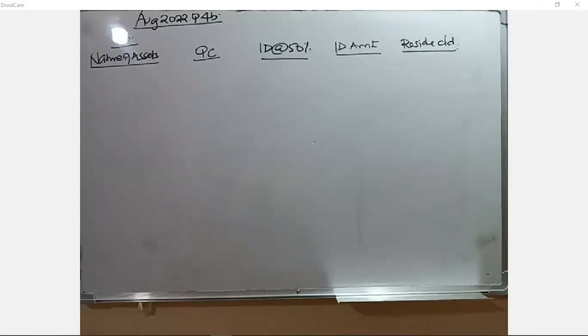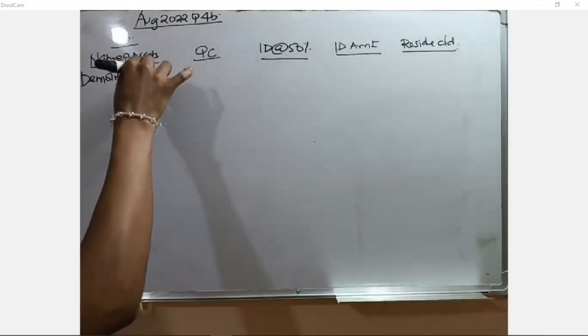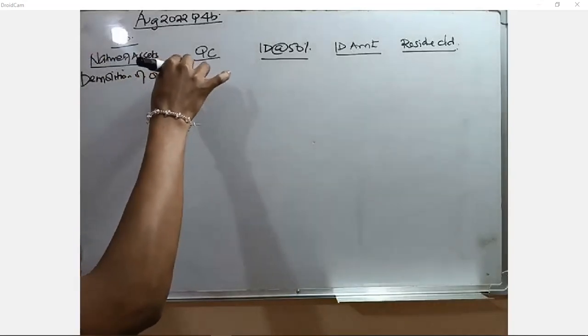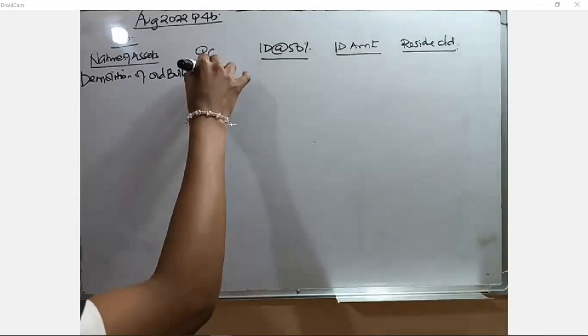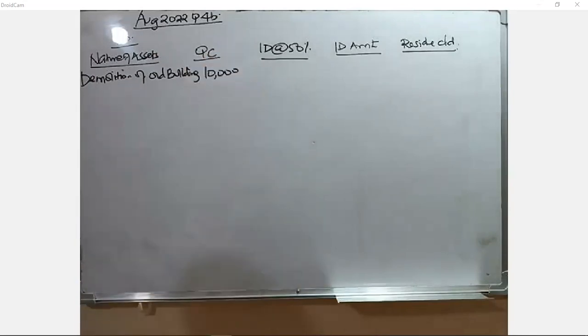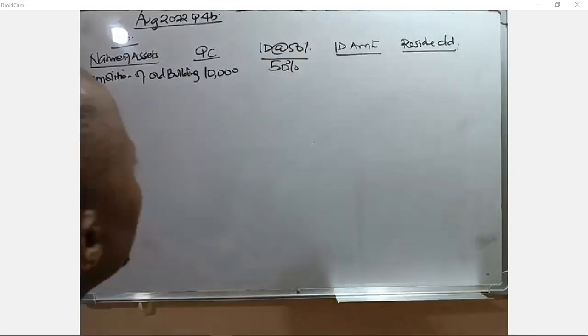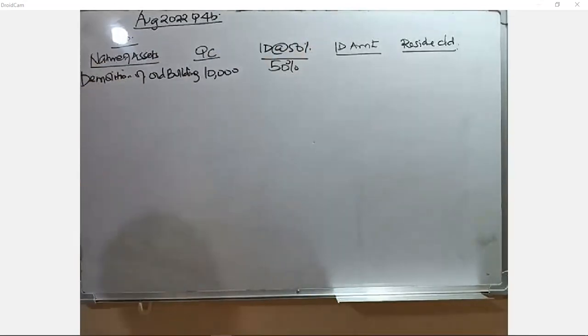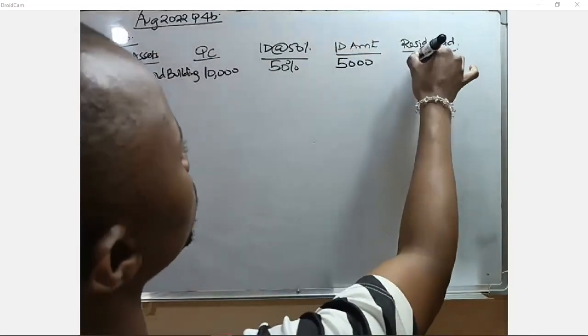Now, we go to the demolition of old building. What is the qualifying cost for this? I'm being given 10 million. Here we limit to 10,000. The rate is 50%, right? So 50% here, I'm getting 5,000. So here it will be 5,000.